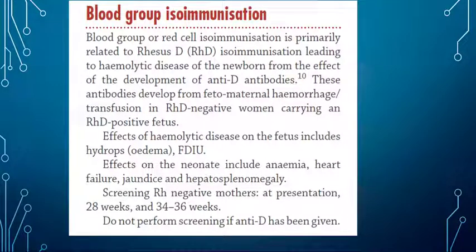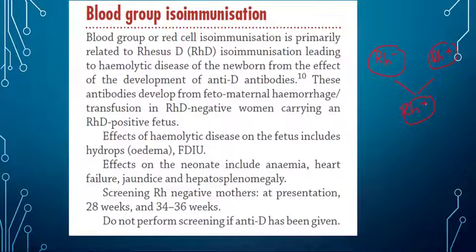Next, blood group isoimmunization or RH isoimmunization. Now, RH isoimmunization is a long topic to discuss, but for your exam, you just need to remember this. What happens here is that there is an RH negative woman, the partner is RH positive, and the baby becomes RH positive also.